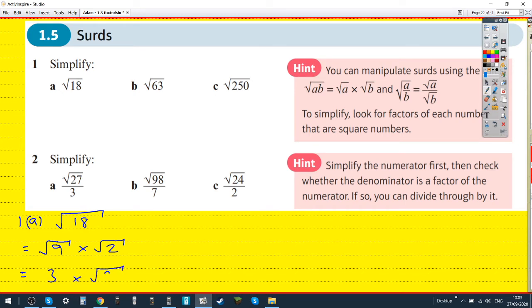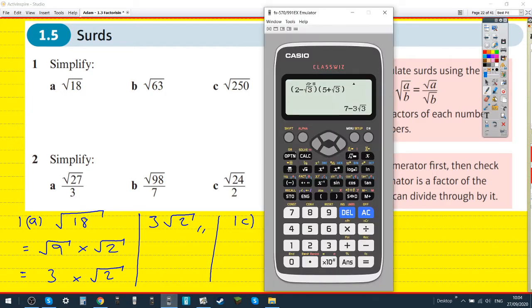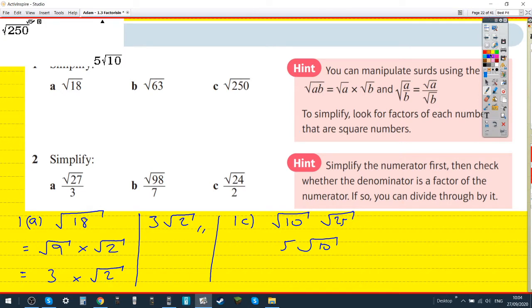And the short way of writing 3 times root 2? 3 root 2. Yeah. That's it. So you just kind of take out a square number. How about 1C? Ten and 25. Yeah. Should be 5 square root 10. Great. 5 root 10. And believe it or not, it is all numerical. Square root 250, 5 root 10. And so it automatically simplifies it for you.